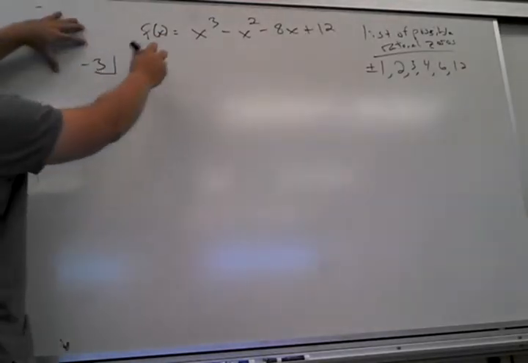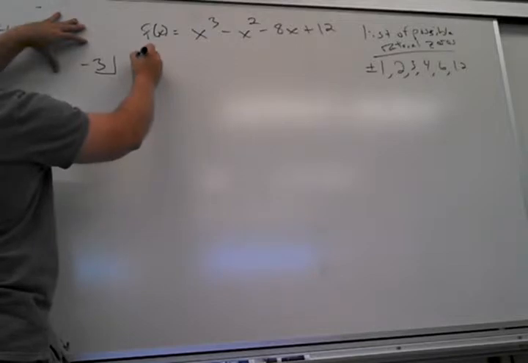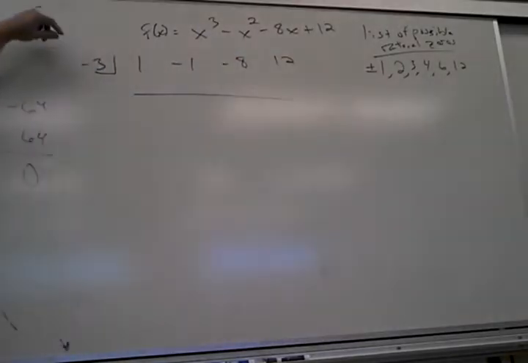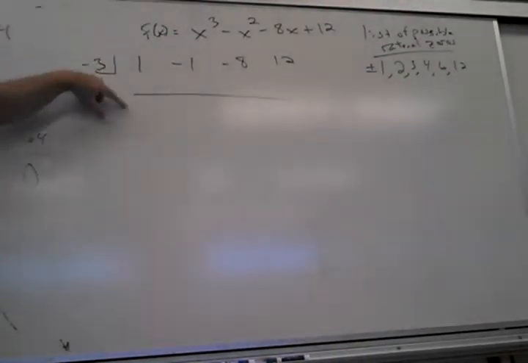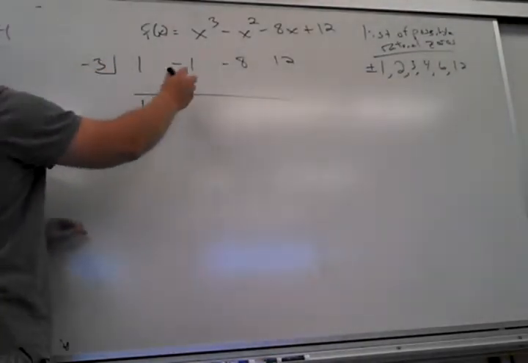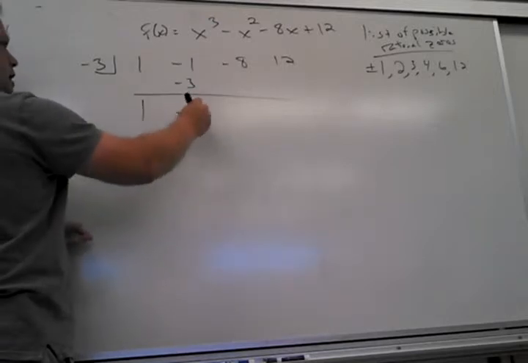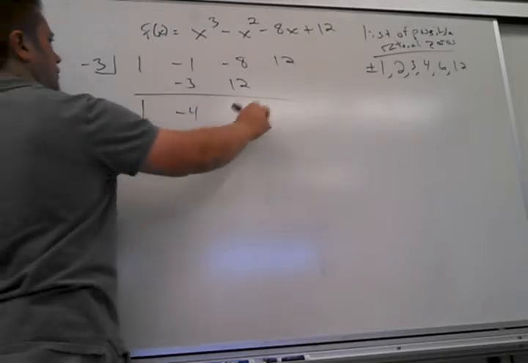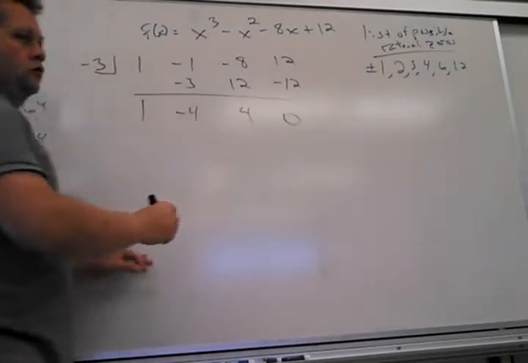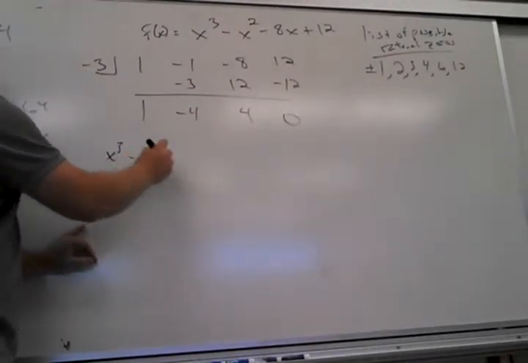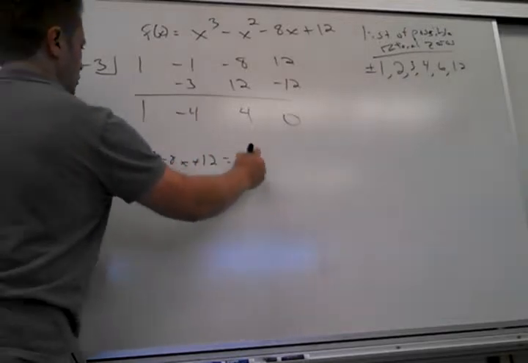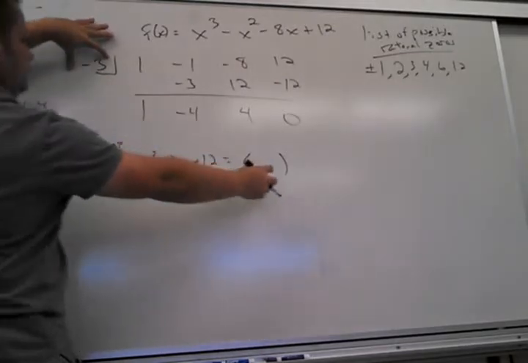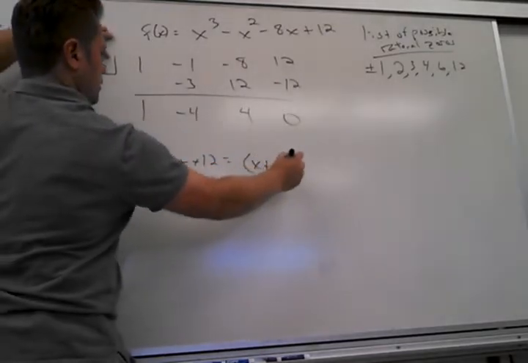So let's see. Negative 3, what do I put here? 1, negative 4, negative 8. Thank you. And then bring your 1 down. Multiply, add, multiply, add, multiply, add, cool. So now I have x cubed minus x squared minus 8x plus 12 equals, what's this come from? X plus 3.